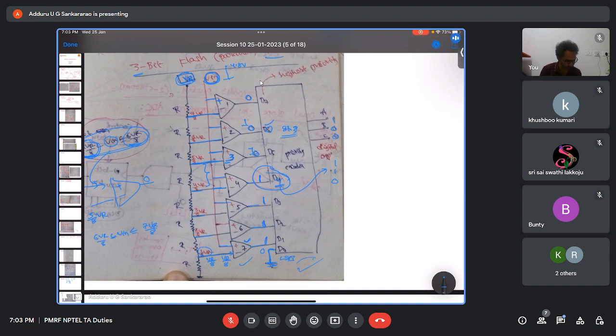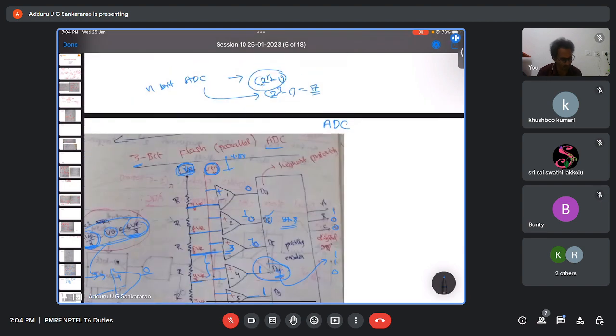There will be some delay for the priority encoder and also for the op amp, but you neglect that; otherwise there will not be any clock and all. In the earlier counter type, we needed to wait for 2 power n minus 1 clock pulses, but here that doesn't matter. But the problem here is, for an n-bit converter, how many comparators are required? 2 power n minus 1. For a 3-bit converter, 7 comparators are required. If it is a 10-bit converter, 1023 comparators are required. That is highly impractical. Having that many comparators will make the circuit complex and costly. That is the problem here.